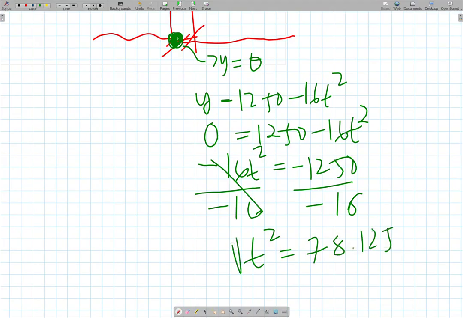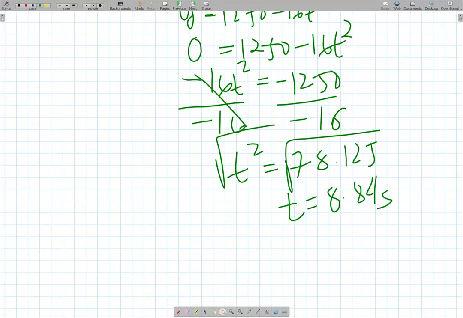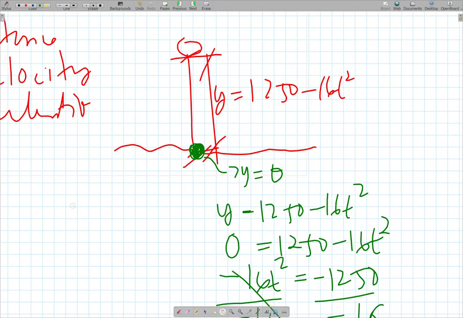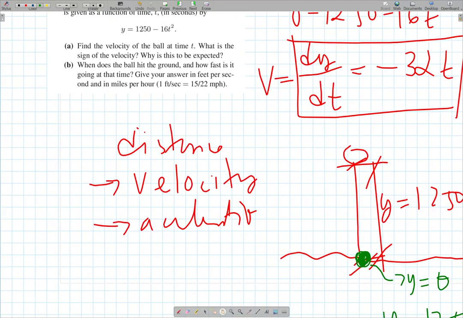78.125. And then square root both sides. Our t is equal to the square root of 78.125. That is 8.84 seconds. Ayan, no? Our answer is 8.84 seconds. Okay, so he's asking for letter B. When does the ball hit the ground? That is 8.84 seconds. Okay, how fast is it going at that time?